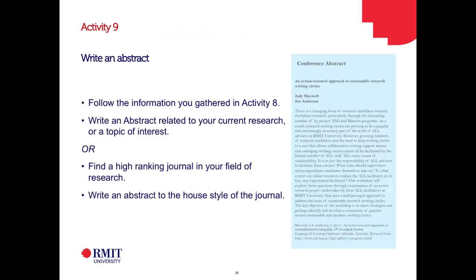Now, follow the information that you gathered in this workshop and write an abstract related to your current research or topic of interest. It's time for you to have a go. Download information about an upcoming conference and write an abstract that addresses the conference themes. Or find a high-ranking journal in your field of research and write an abstract in the house style of the journal. You can write an abstract at any stage in your research, so give it a go. Summarising is a very, very effective way of working out where you are in your stage of research and what you're attempting to achieve.